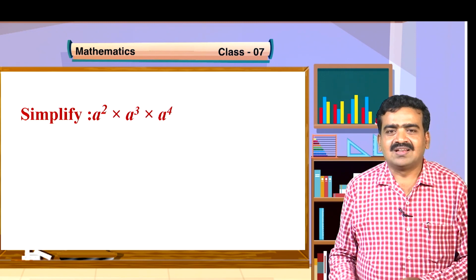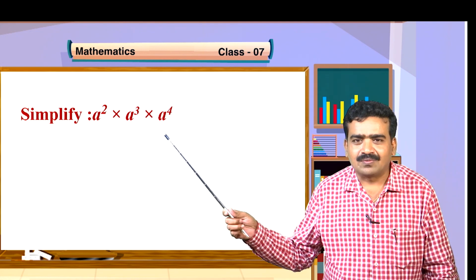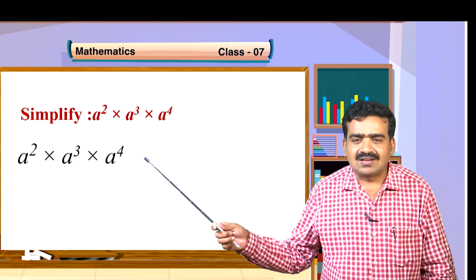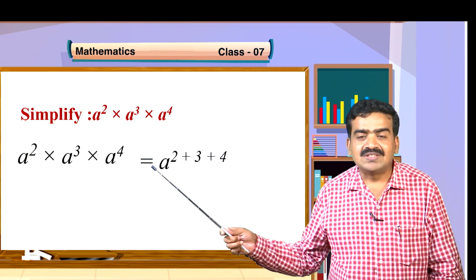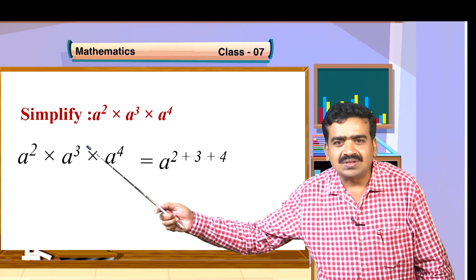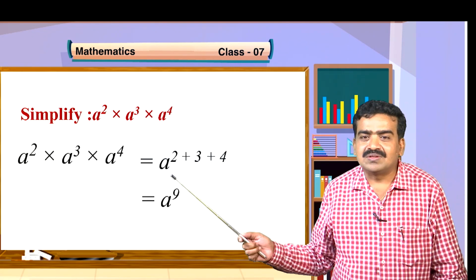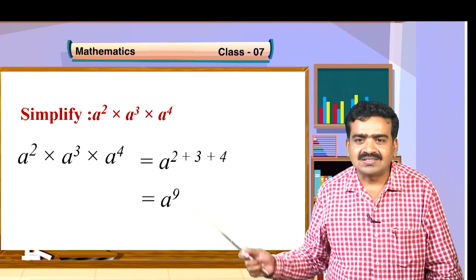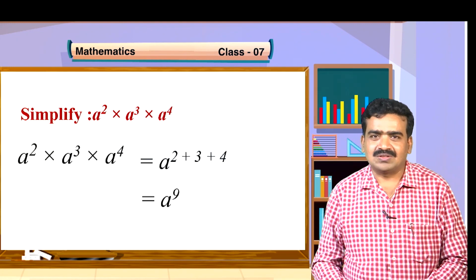Through some examples, simplify a square into a cube into a to the power of 4. Here, which formula do you have to use? You have to use the second formula. So, what do you have to do? Write a square into a cube into a to the power of 4 as it is, and simply add the exponents, that is 2, 3, 4 are the exponents. The sum of the exponents gives us the simplified form of a square into a cube into a to the power of 4. That is, a to the power of 9 is the simplest form of the given question.